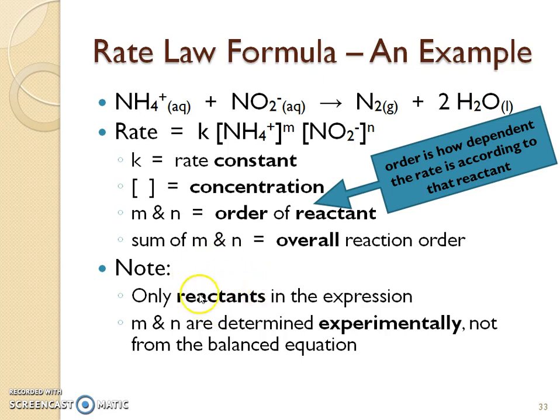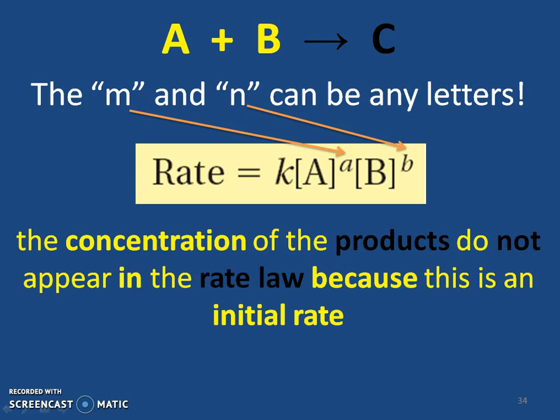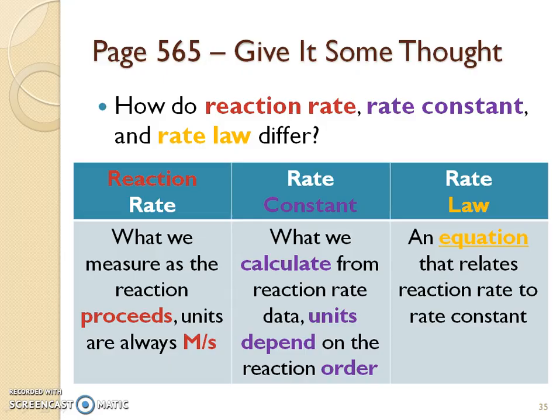So again, only reactants, and we have to figure out this m and n, these exponents, these orders of individual reactants experimentally. So again, you can use any letters, A and B, X and Y. It really doesn't matter. Those are just the exponents. Again, they're called orders for the rate law expression. So look over this. Hopefully you understand. Pause and reread it.